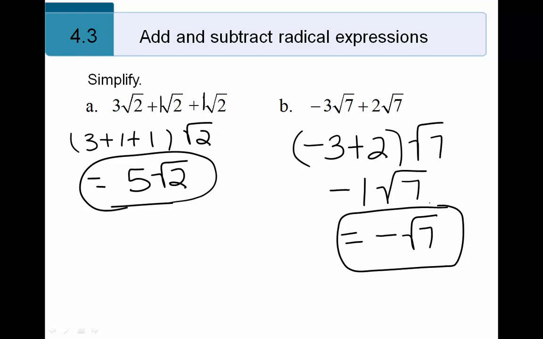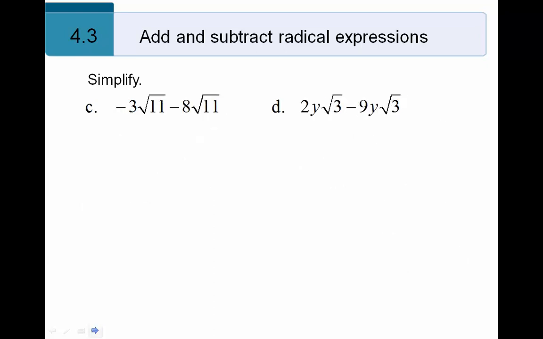And the page doesn't want to change. Bear with me and we'll see if it will. There we go.